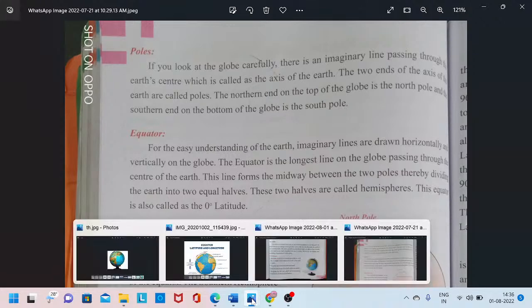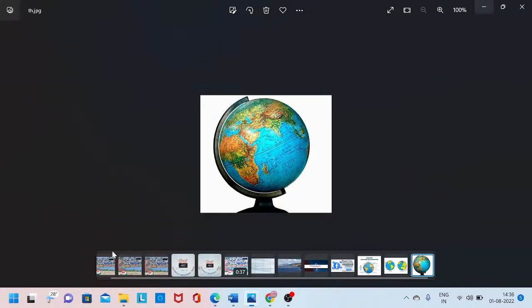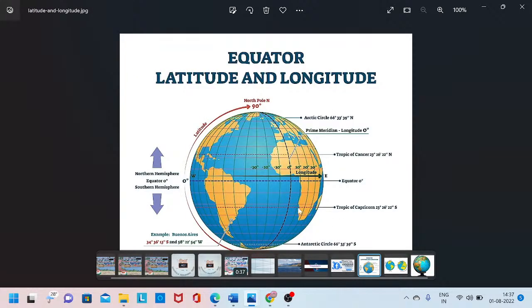Here we'll see in this picture. Here this is called the north pole and this is called the south pole. The area from the equator, if you see towards upside, is the north pole, and towards down it is the south pole. And here also you can see this is the north pole and this is the south pole.